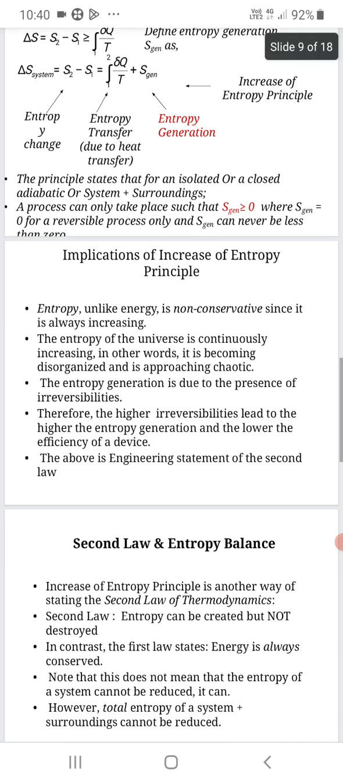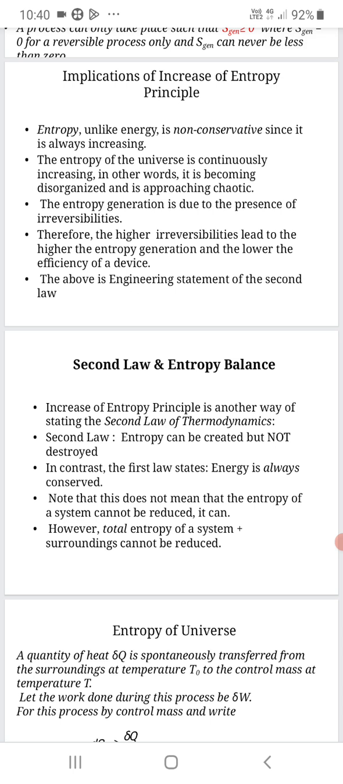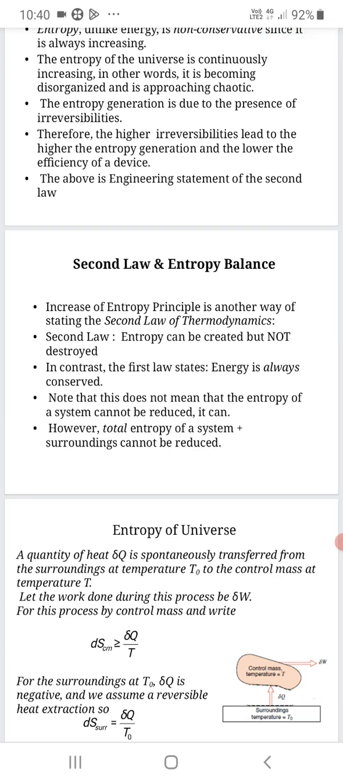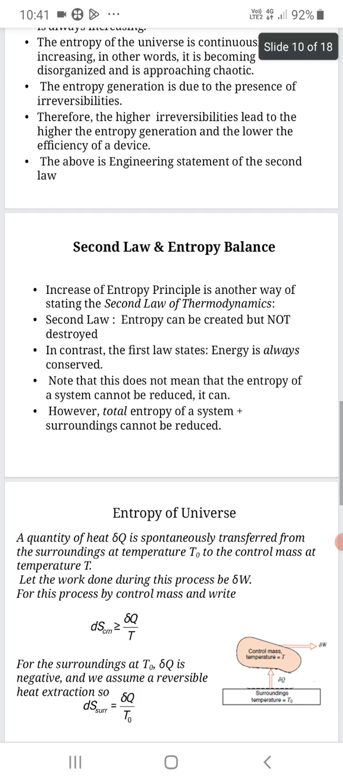Second law, entropy balance. The increase of entropy principle is another way of stating the second law of thermodynamics. Second law means entropy can be created but not destroyed. In contrast, the first law states energy is always conserved. Note that this does not mean that the entropy of a system cannot be reduced. It can. However, the total entropy of a system and its surroundings cannot be reduced.